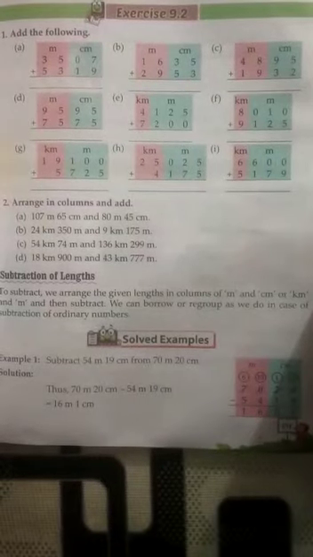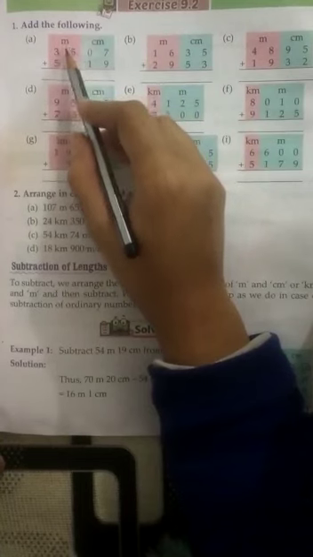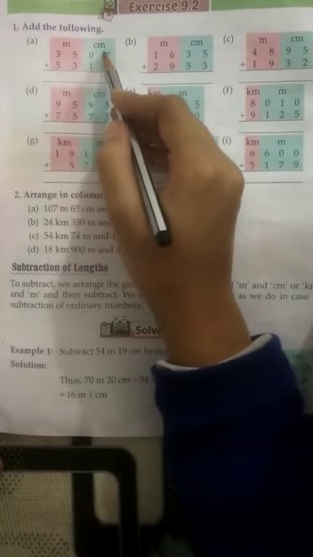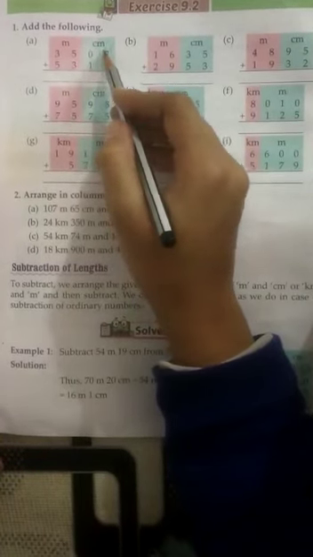Good morning, students. Today we'll begin with exercise 9.2 given on page number 151. Question 1 is add the following. So in this question you have to add the given numbers. Two columns are there in a part. One is for meter and another for centimeter. As you do simple addition, we'll go with that only.